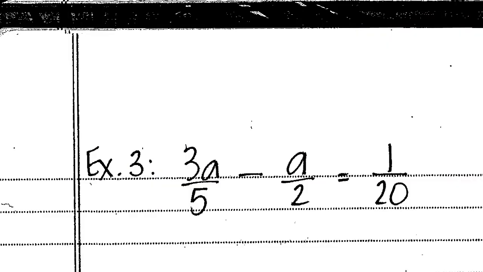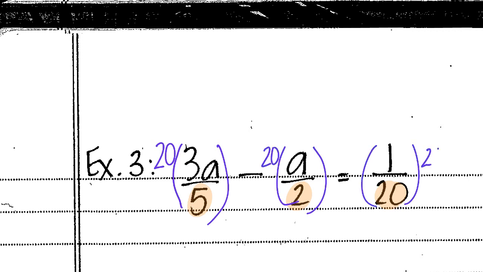All right, give this one a shot. Let's see what we're doing wrong. What would the common denominator be if I have a 5, a 2, and a 20? 20. So I'm going to multiply this term by 20, this term by 20, this term by 20. So how can 5 and 20 reduce to be what? 4. What is 4 times 3a? 12a. I'm going to write it up here so I have room. Minus. How did 2 and 20 reduce? 10. So I have 10.